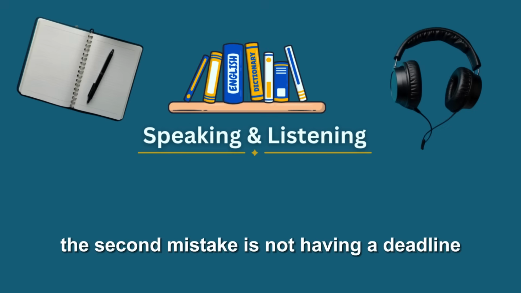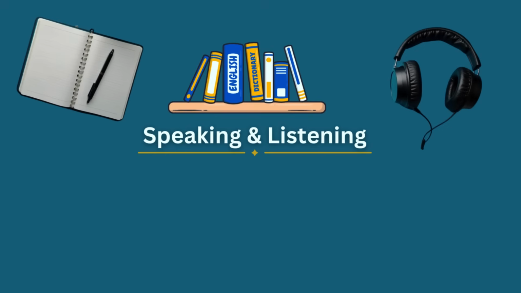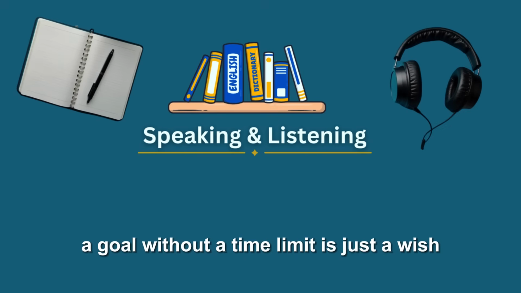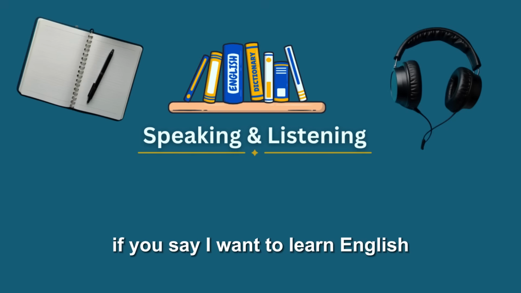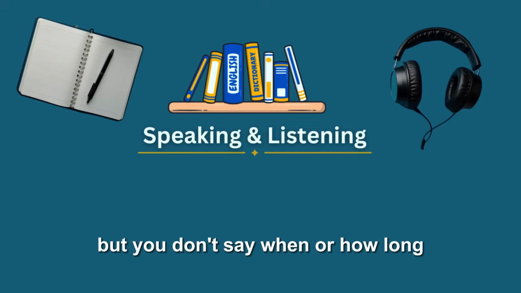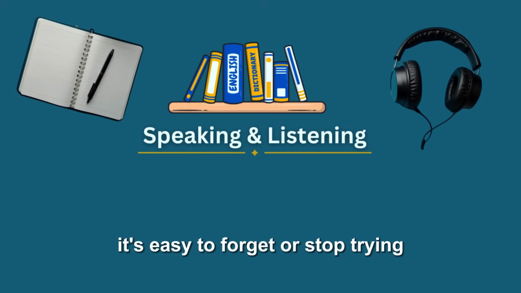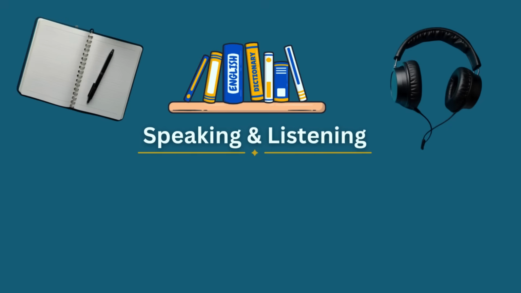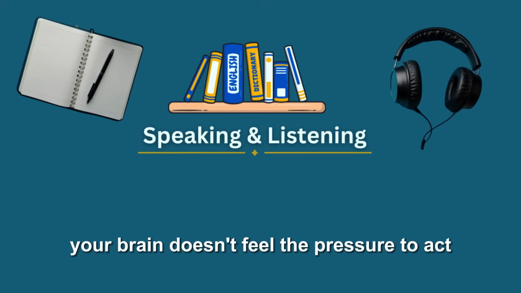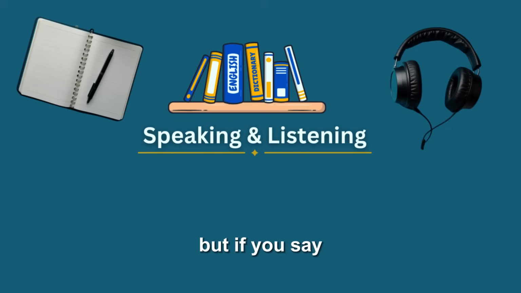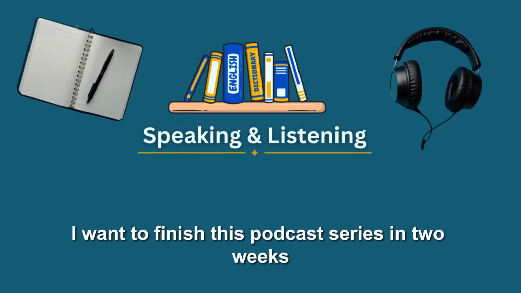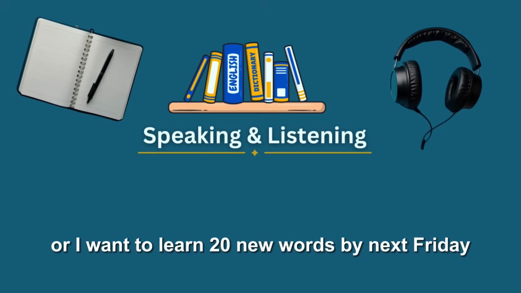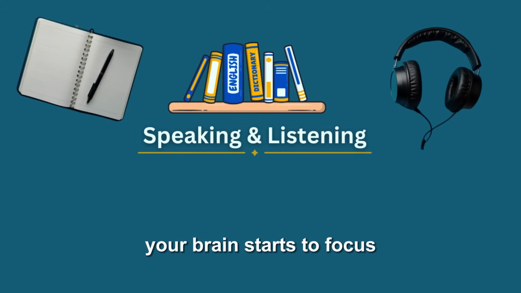The second mistake is not having a deadline. A goal without a time limit is just a wish. If you say, "I want to learn English," but you don't say when or how long, it's easy to forget or stop trying. Your brain doesn't feel the pressure to act. But if you say, "I want to finish this podcast series in 2 weeks," or "I want to learn 20 new words by next Friday," your brain starts to focus.